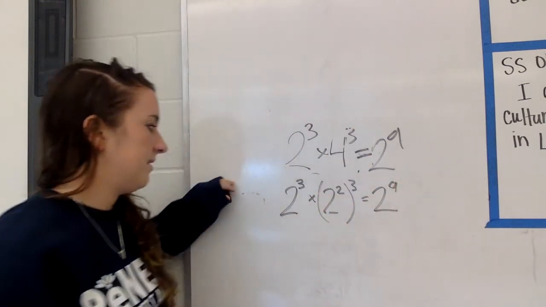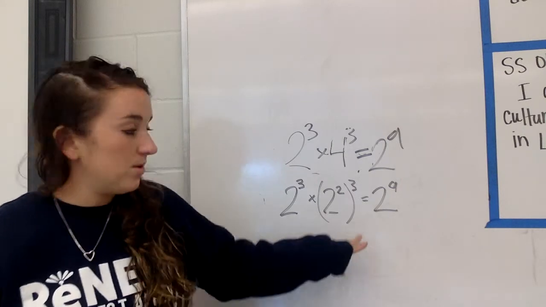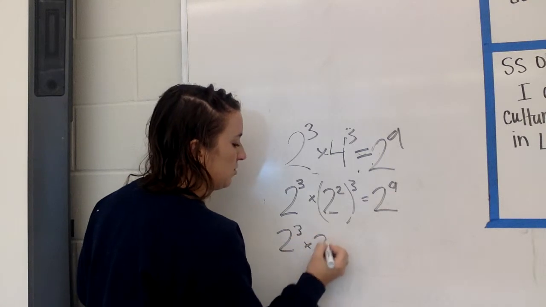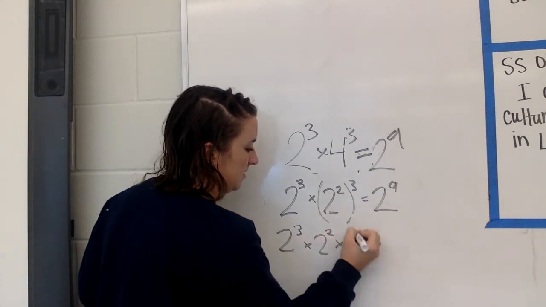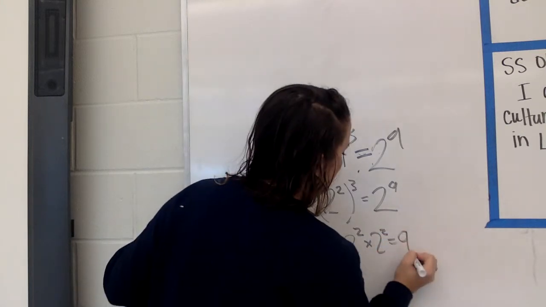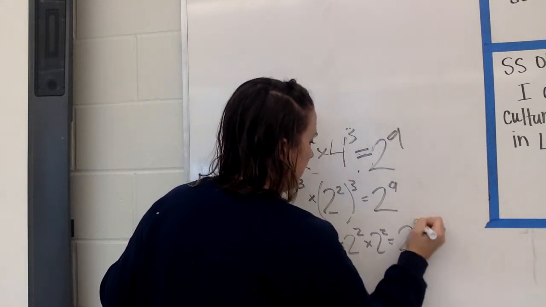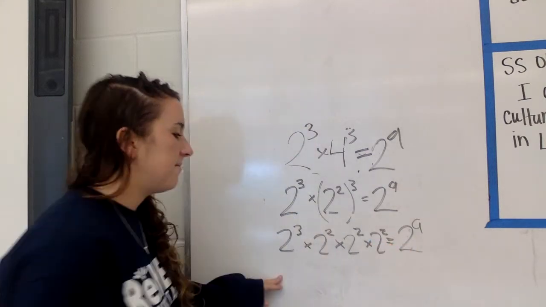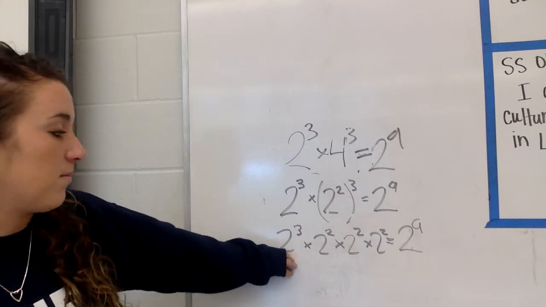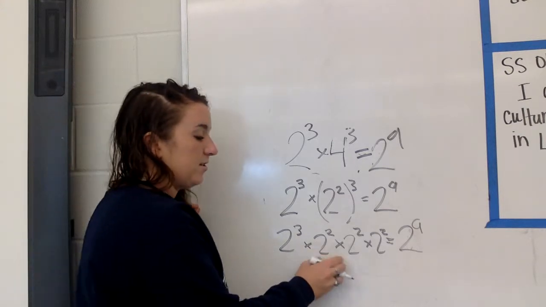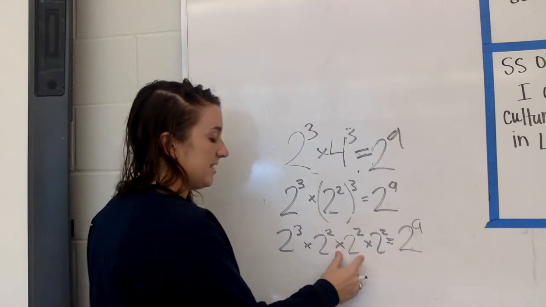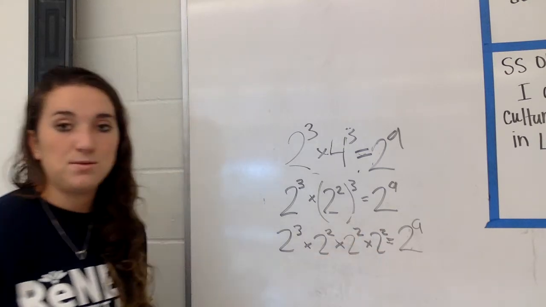equals 2 to the 9th. You can do this by using all your rules, or you can expand this one out, because I have 2 cubed times 2 squared 3 times, equals 2 to the 9th. So now how many times am I multiplying 2 by itself? Here I'm multiplying it by itself 3 times, plus another 2 times, so that's 5 times, plus another 2 times, which is 7 times, plus another 2 times, which is 9 times.